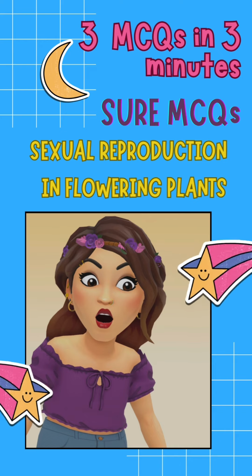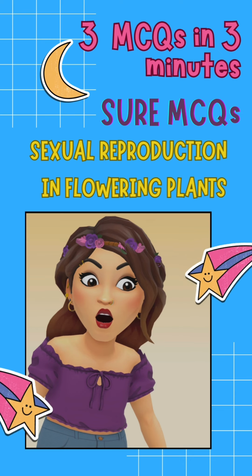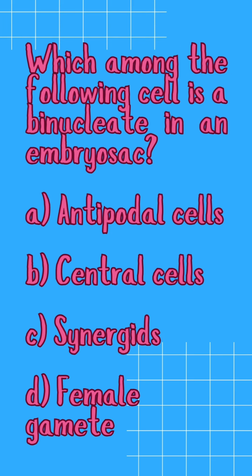The first MCQ of today is: which among the following cells is binucleate in an embryo sac? Binucleate cell in an embryo sac is what you have to find out. Options are: A, antipodal cells; B, central cell; C, synergid; D, female gamete.